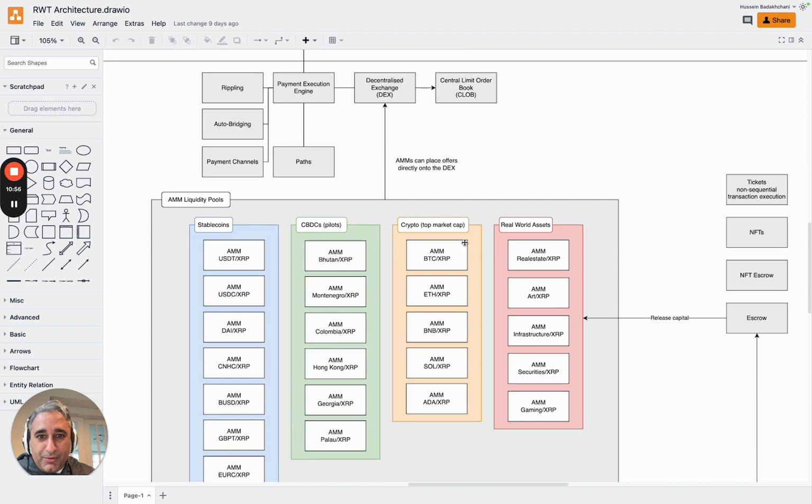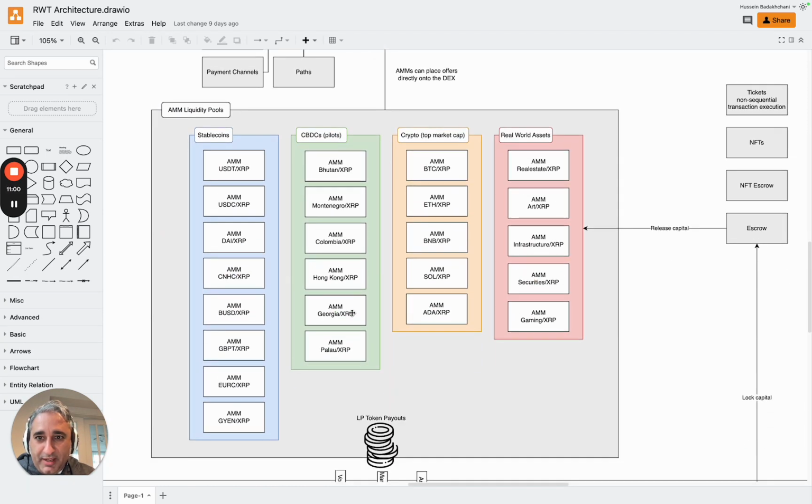And now we come on to the AMMs, because these are the sources for deep liquidity, and really importantly for us as XRP holders, this is how we can begin to earn yield on XRP, which to date we haven't really been able to do very well.